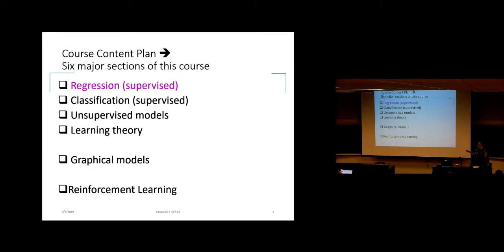So regression. Hopefully you still remember the differences among these different contents. Regression is about a continuous target variable y. Classification is about a discrete symbolic variable y. Unsupervised models mean there's no y. And learning theory is mostly about properties of f, which we're going to talk about later. The bias-variance trade-off is the main focus we're going to cover here.